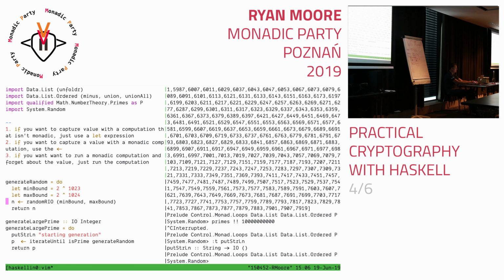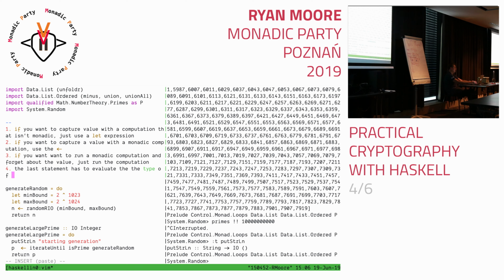So finally, the last statement always has to evaluate to the type of the monad you're operating in. So in this case, this function is an IO monad, so the last statement has to evaluate to an IO monad. So here, how could I simplify what I've got right here to follow that rule?